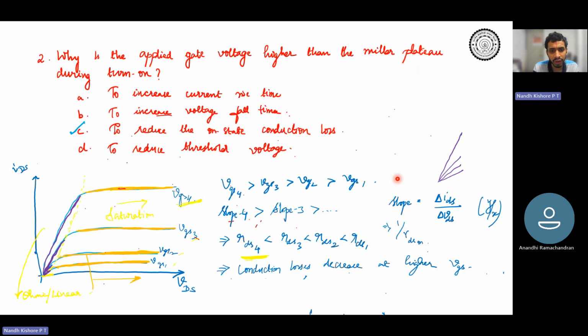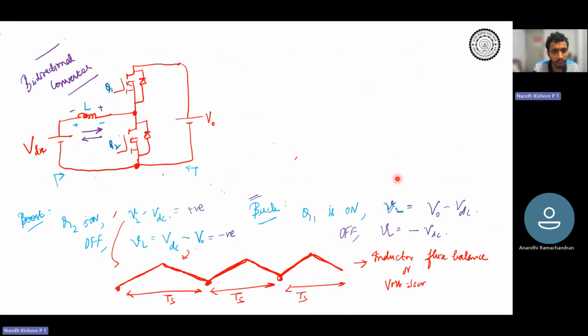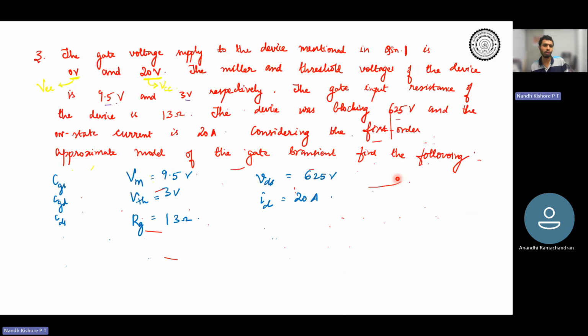If it is fine, we will go on to the next numerical problem. We were solving this numerical problem and had to stop in the middle due to lack of time. But it's a very good problem which makes you understand the device switching transients. The gate voltage supplied to the device mentioned in question one. Question one was based on the capacitances.